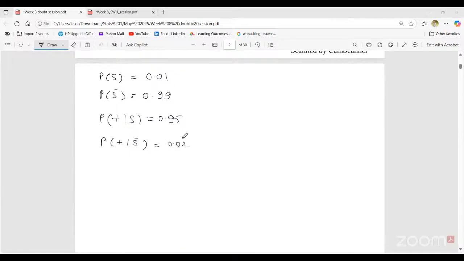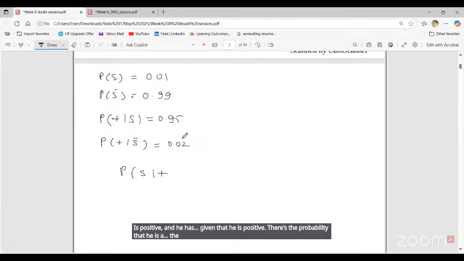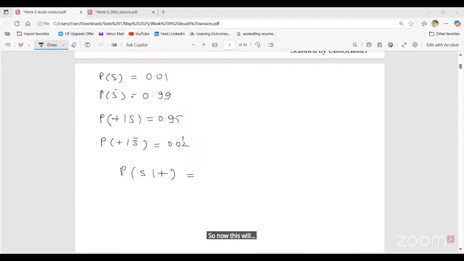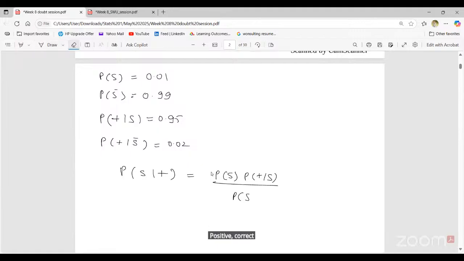What we have to find is: the person tested positive, so what is the probability that the person has swine flu? It will be S given positive, correct? So this can be written as probability of S into probability of positive given S, divided by probability of positive, correct?